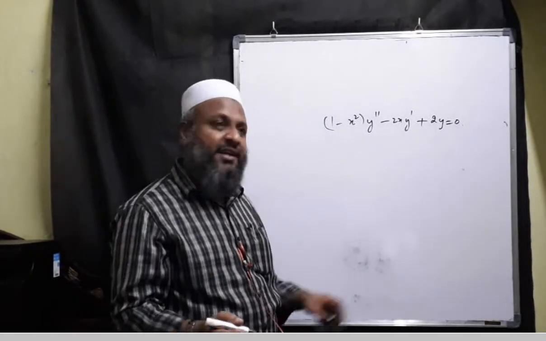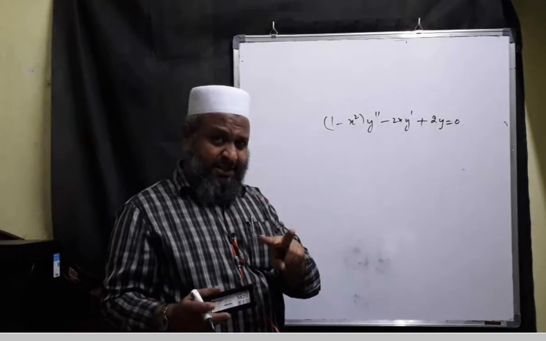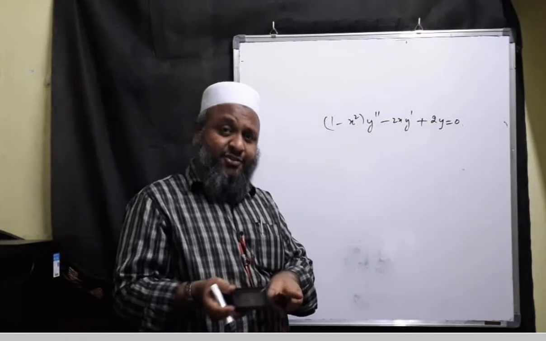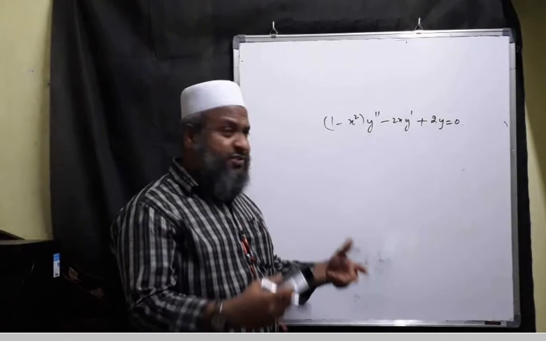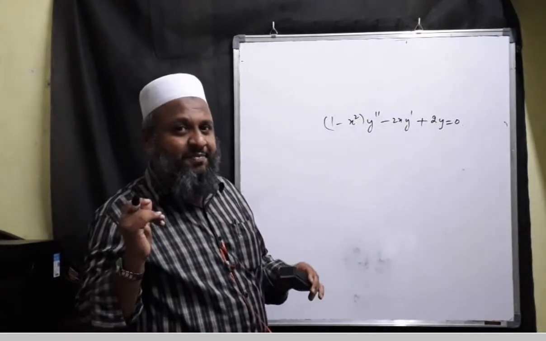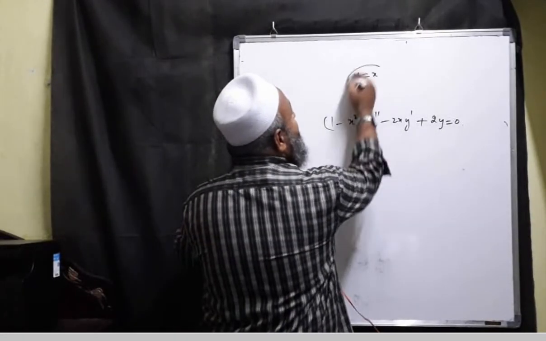That hint is, out of 2 solutions, because it is a second order differential equation, it has 2 solutions. I'll say that one is a polynomial, one is an infinite series. At least tell me the solution which is a polynomial. Then you have to struggle so much. But I tell you that I know a concept. Using that concept, I am saying that y is equal to x is a solution for this.